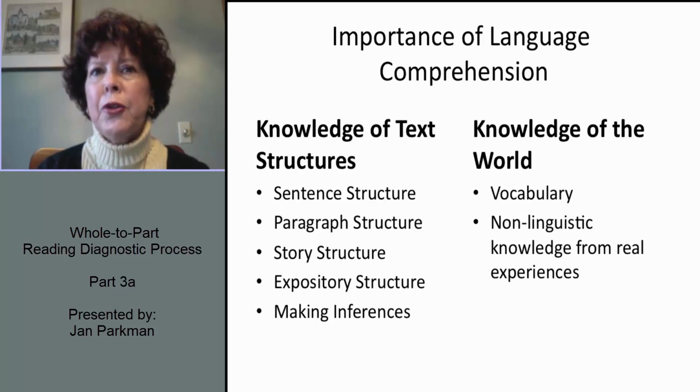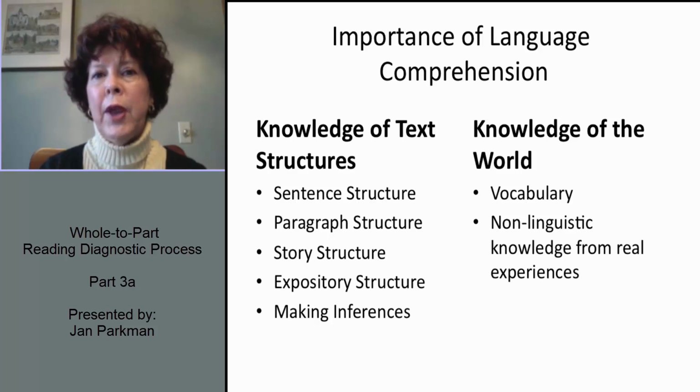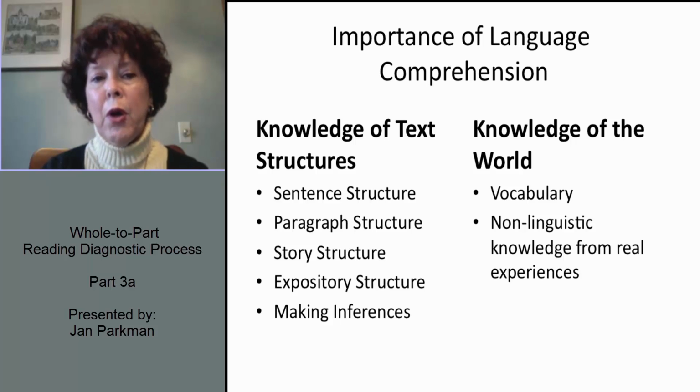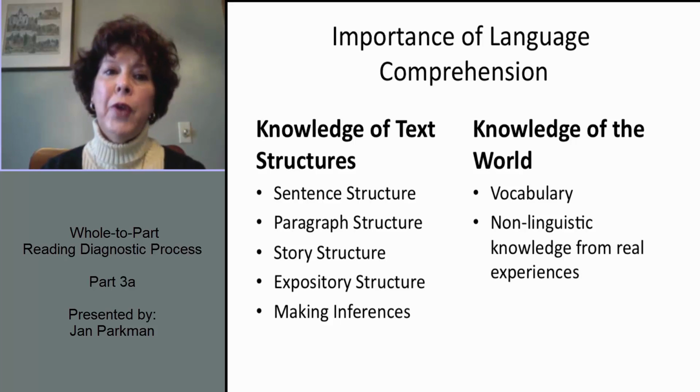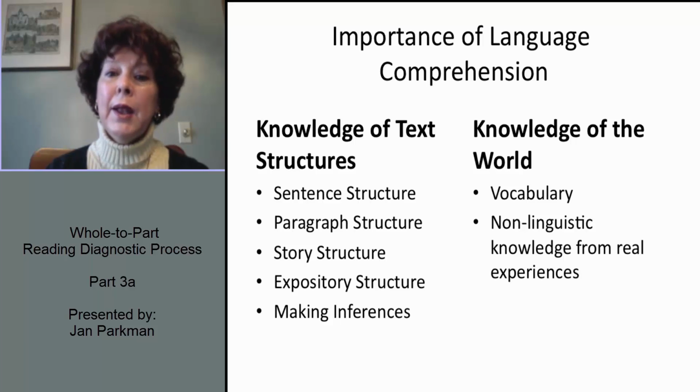Language comprehension is critical to the ability to read silently with comprehension because it is the language that brings meaning to print. When language comprehension is the area of relative weakness, according to the whole-to-part assessment, there can be two areas involved. One is knowledge of text structures and then knowledge of the world. Knowledge of text structures includes sentence structure, paragraph structure, story structure, expository structure, and making inferences. Knowledge of the world includes things like vocabulary and non-linguistic knowledge from real experiences.